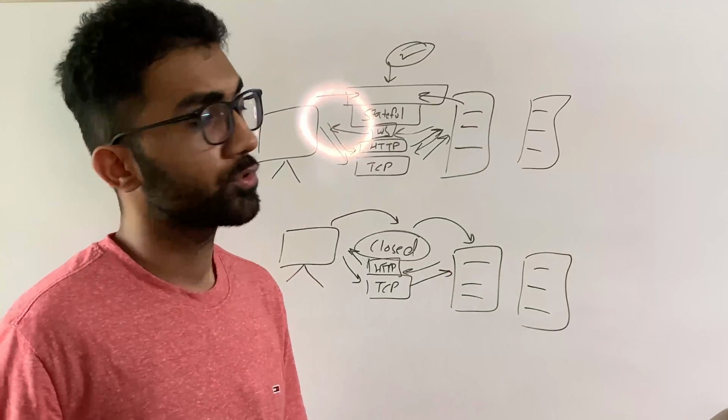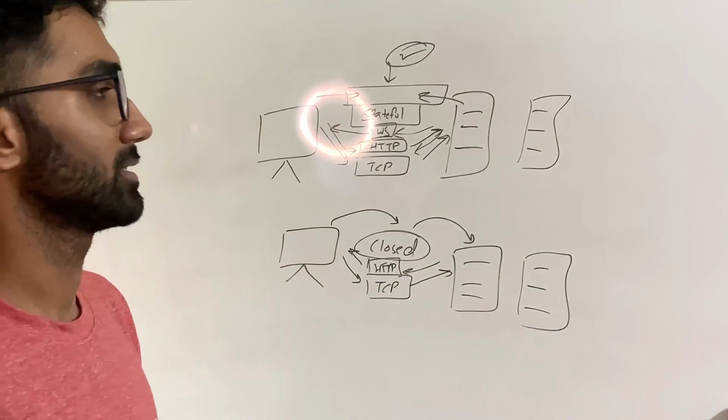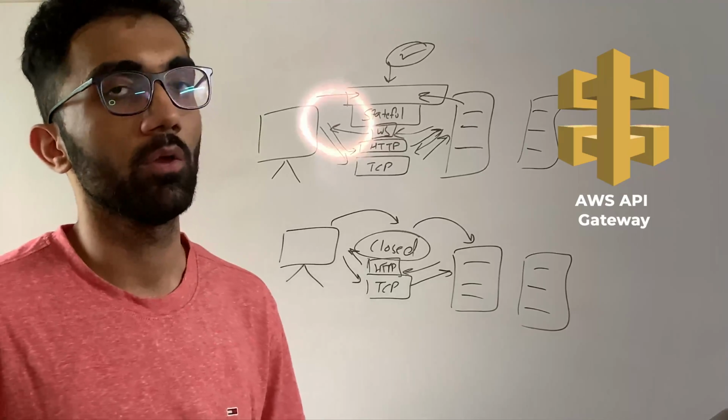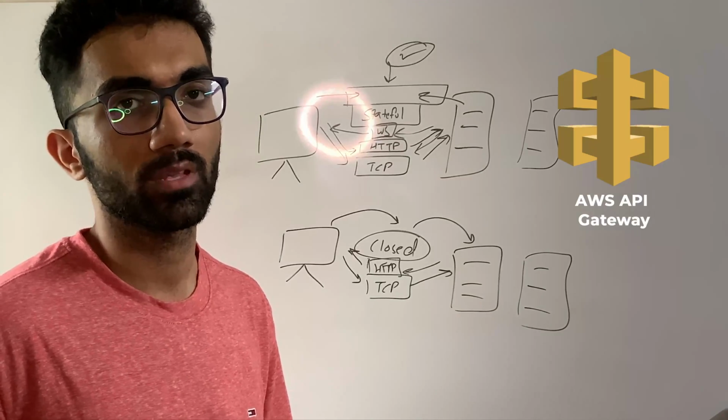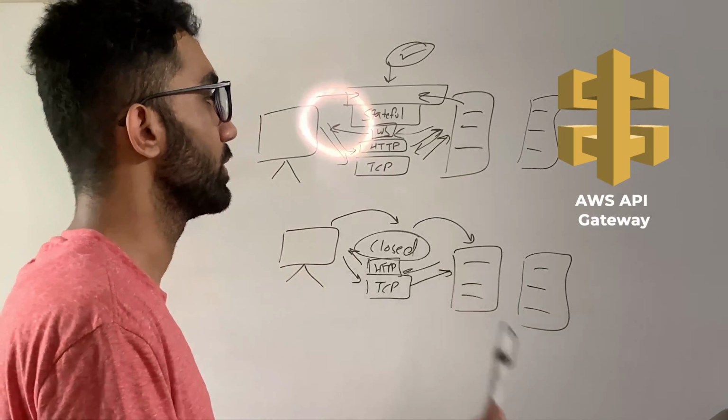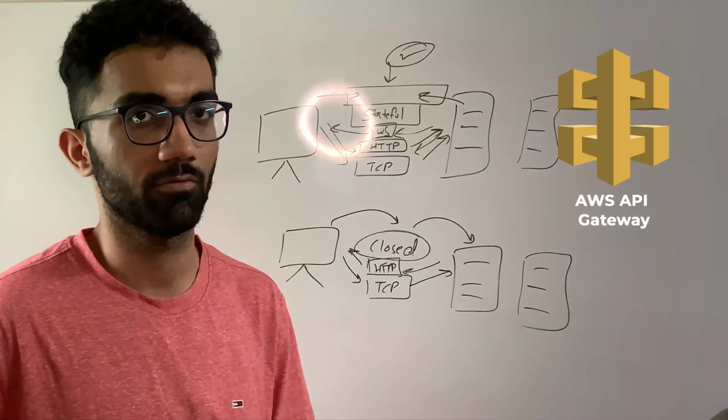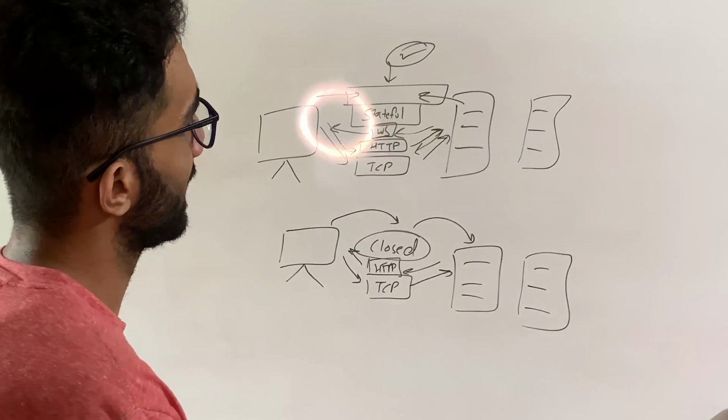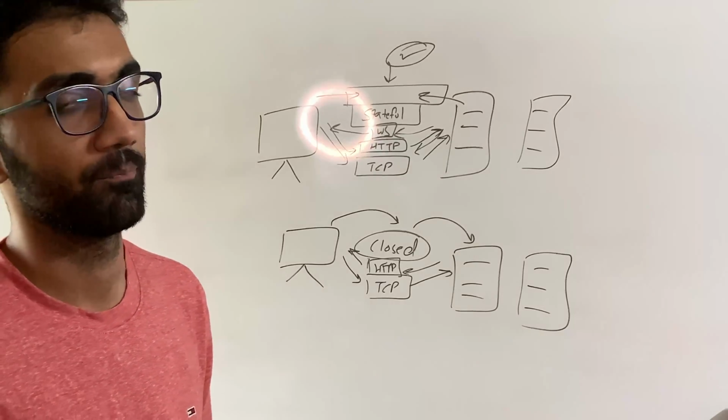And that is partly true, but there are very interesting solutions like AWS API Gateway, which allows you to address certain problems. And we will definitely see how we can scale WebSocket connections in some further videos. But I hope this gave you an understanding of how WebSockets differ from HTTP.